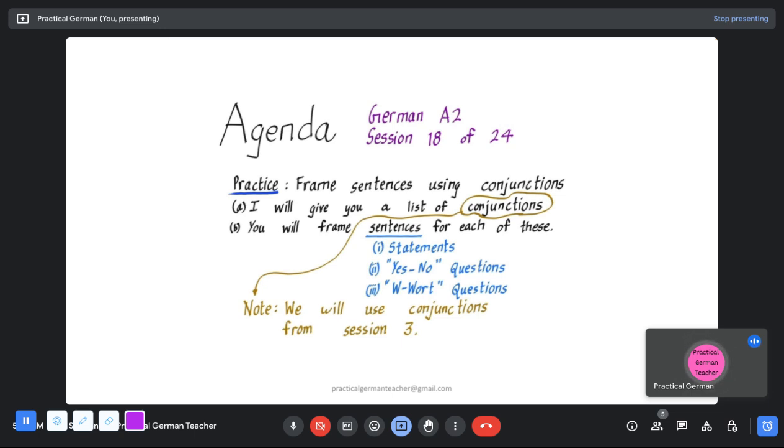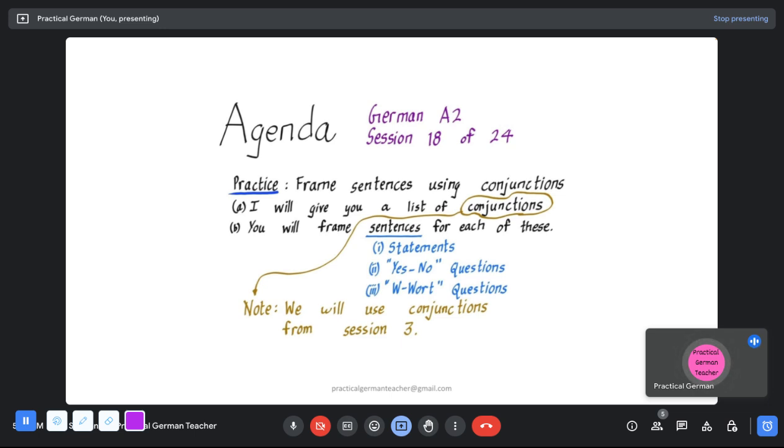So we will be doing practice today, and we will practice writing sentences using conjunctions. This is A2, guys, not A1 anymore. In A1 you learned to write simple sentences, and you also learned conjunctions like und, oder, aber, denn, sondern. Now in A2 sessions you have learned a few more conjunctions where the sentence structure changes, right? So we will try to practice writing statements, yes or no questions, and W-word questions using conjunctions.